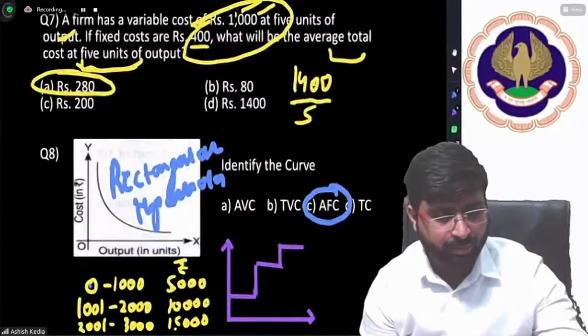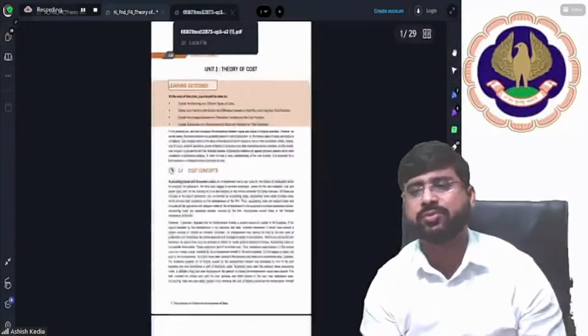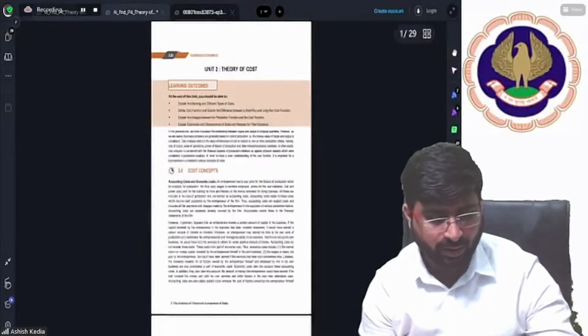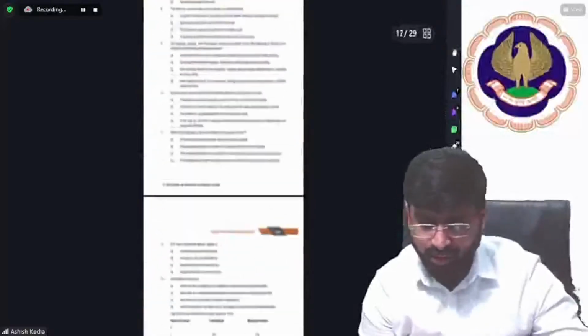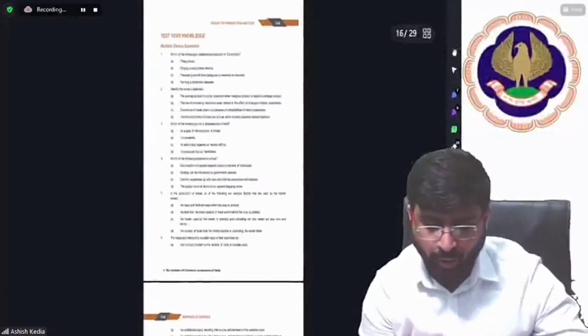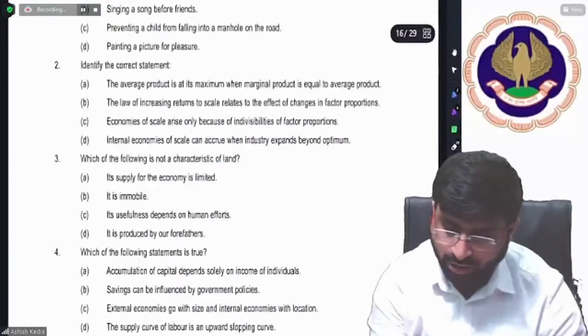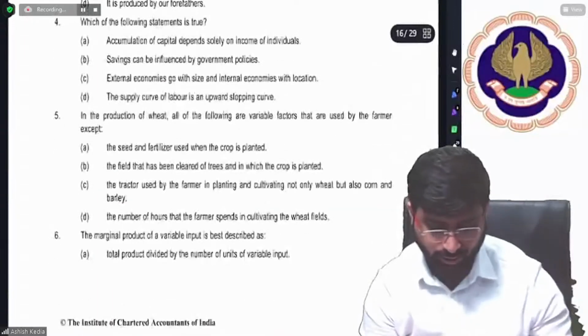Understood? Now let's move on to our institute's material and solve some of the questions. Let's see whether we are able to solve them or not. Initially, I was not doing the cost chapters, as you remember, because we were not done with cost. Now that we are done with cost, we will pick and choose the cost questions. Let's go about it.